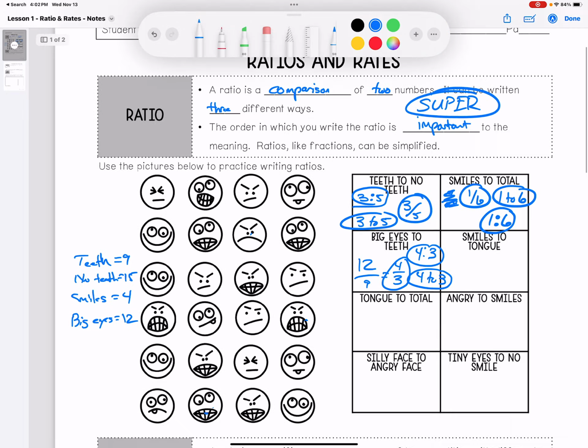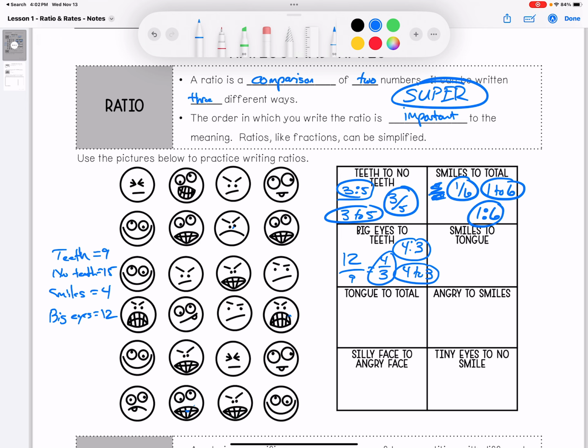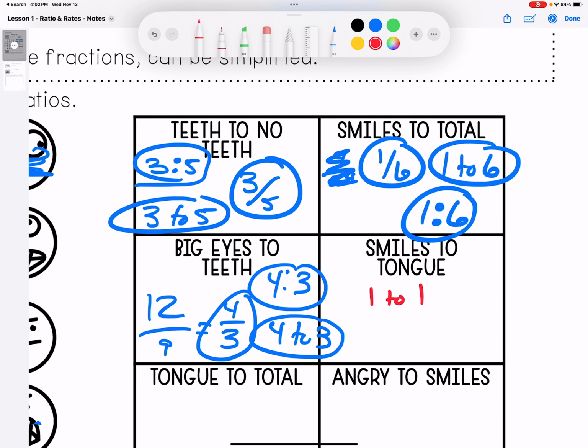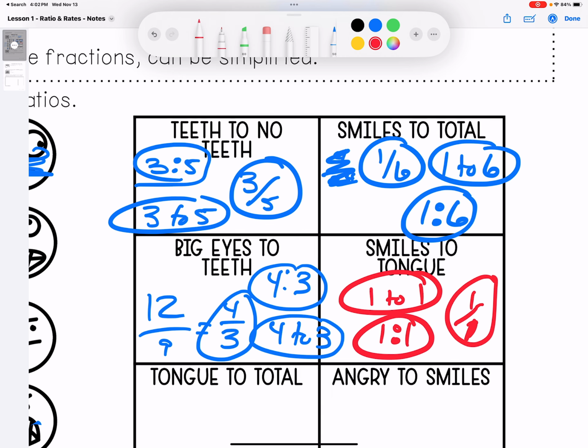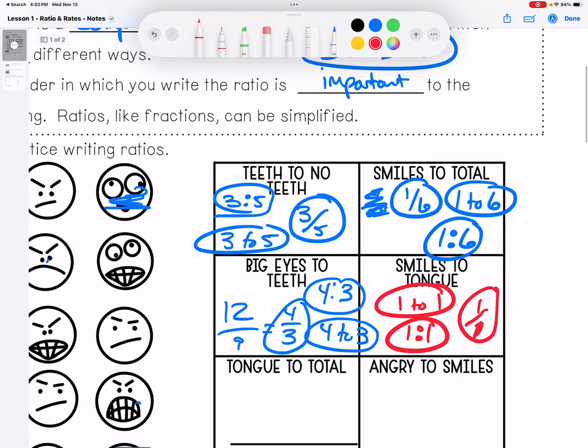All right, so now let's do smiles. We already know smiles was 4. Tongue, how many tongues do I see? 1, 2, 3, 4. Looks like I see 4. So the ratio is 4 to 4, which is the same as 1 to 1, 1 colon 1, or 1 over 1. Any of those 3 would work. The original was 4 to 4, but 4 to 4 will simplify into 1 over 1.